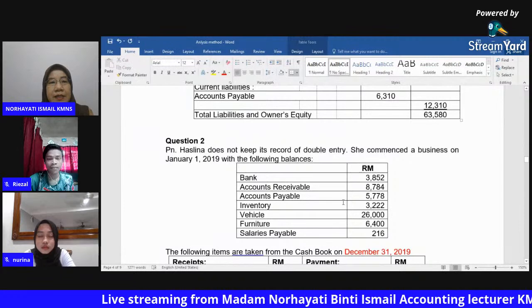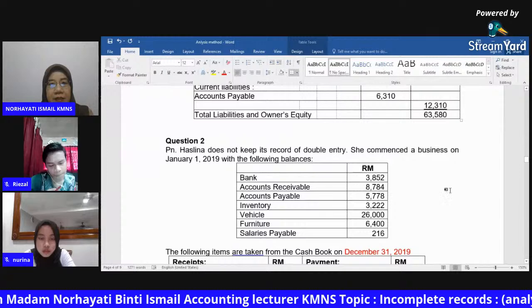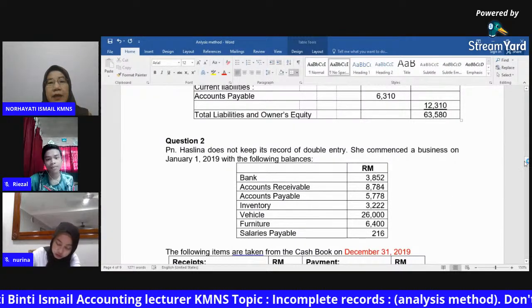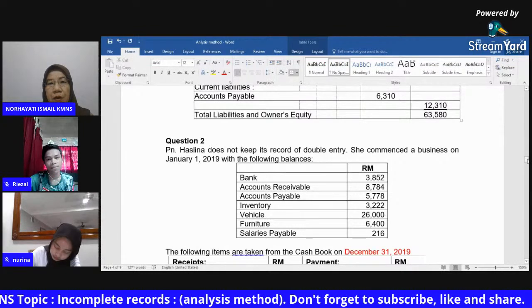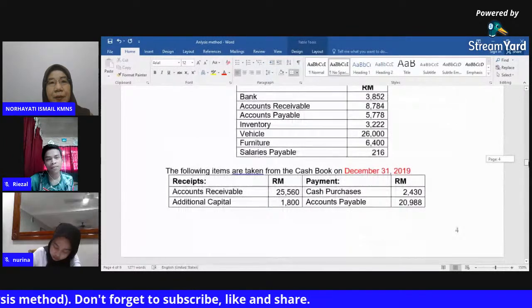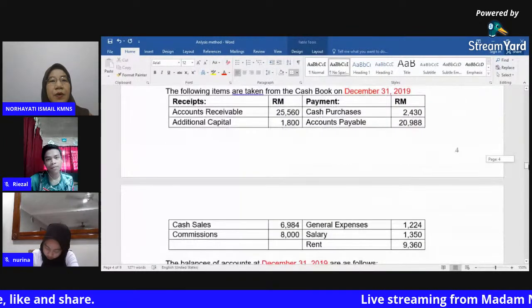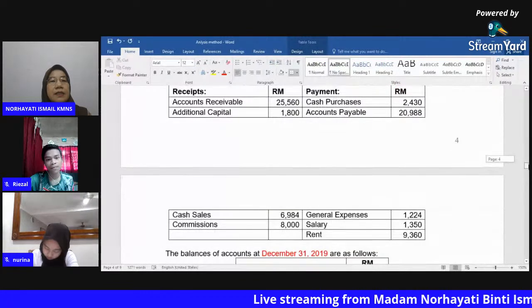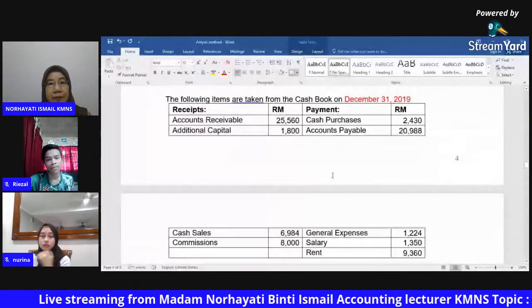So you can see liabilities. There are two items in the question. And you are given, because you have to prepare, you have to calculate profit or loss for Puan Haslina. So this is the detail for cash book. This is the cash receipt and cash payment.